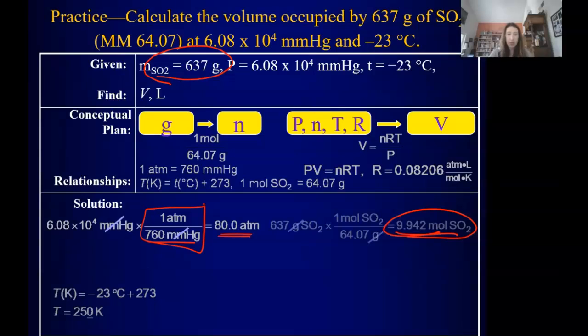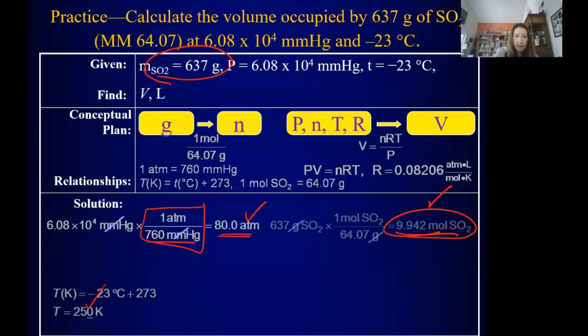And then we need to change our temperature, add 273. So this time I just added 273 instead of 273.15. Again, whichever one you want to use is totally fine. So now we have pressure in atmosphere, moles, and temperature. Now we can use our PV equals nRT.